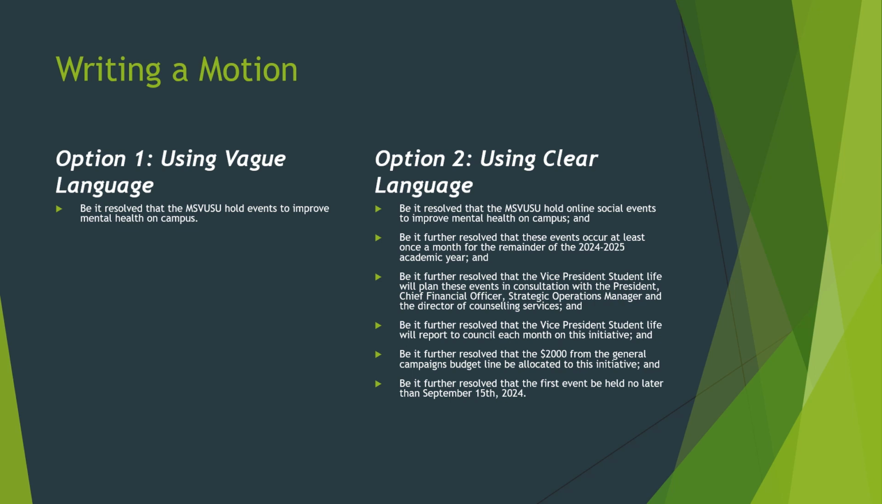And be it further resolved that the first event be held no later than September 15th, 2024. In option 2, you have a lot more information about what needs to happen, when it needs to happen, who needs to do it, and how much money can be spent. Option 2 is much more clear and complete than option 1.